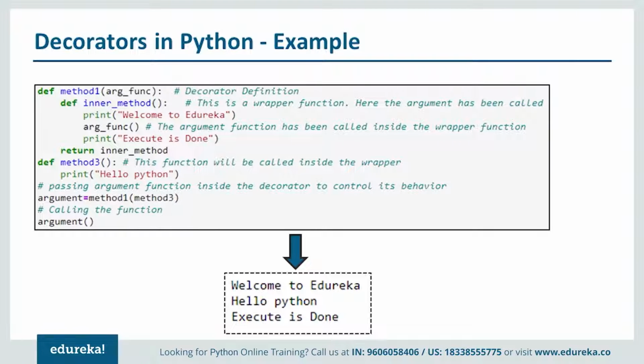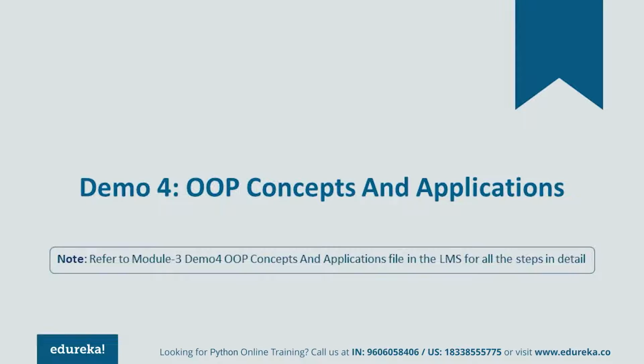Once this is executed, you will see the end result: welcome to Edureka, then hello Python is executed, and then execute is done. So with this you will be able to see these 3 different outputs executed together, and you will get a series of details about this. So this is how decorators are used and implemented in the Python programming language. Let's see some examples here to understand how exactly these concepts and this execution work. Let's go to Jupyter and try to run some examples.